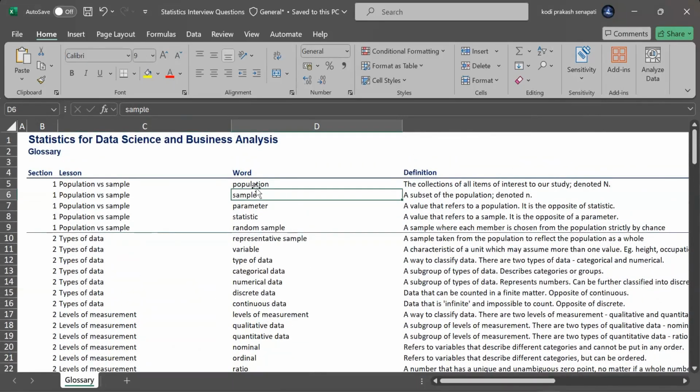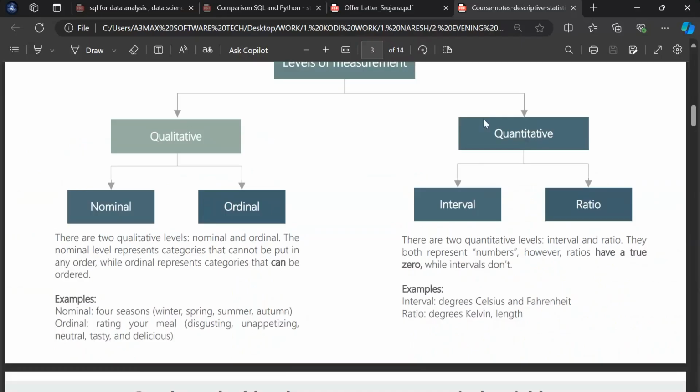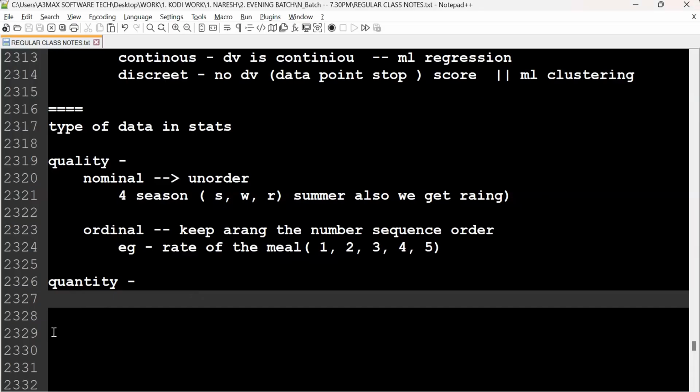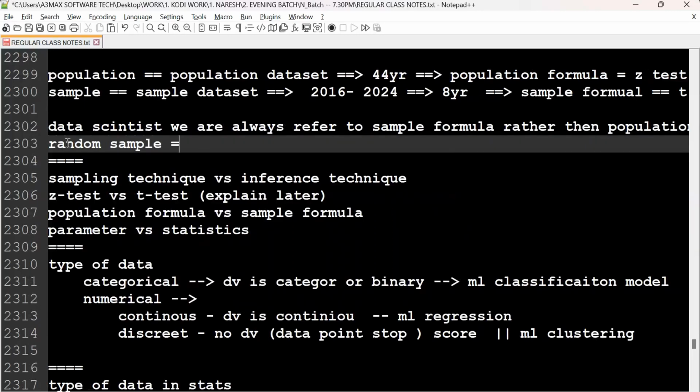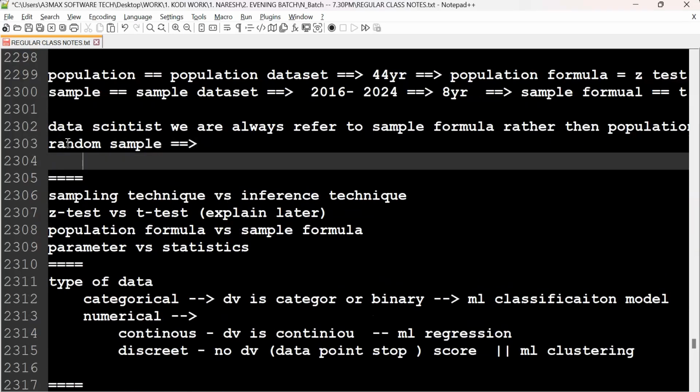So population, sample. Exactly, Navin. Overfitting, that's fine. Population, are we done? Sample, parameter, statistics, random sample. Okay, now let's go ahead and I will mention what is meant by random sample. Can you please tell me how many sides are in a dice? Six sides.